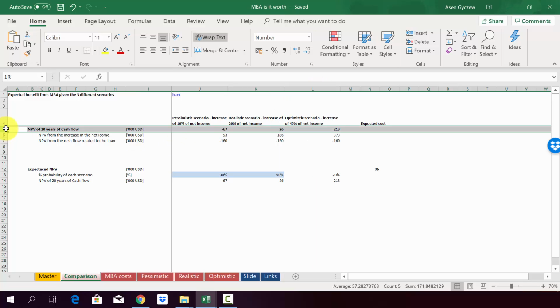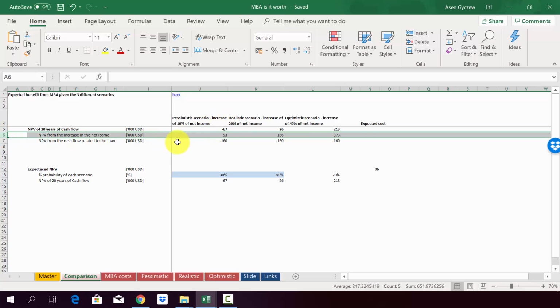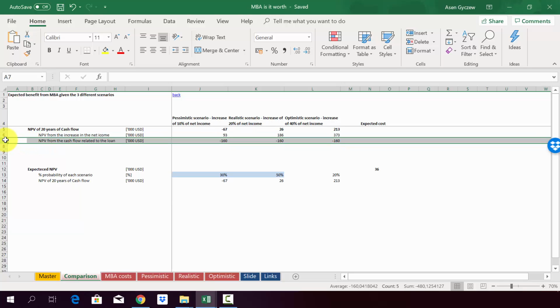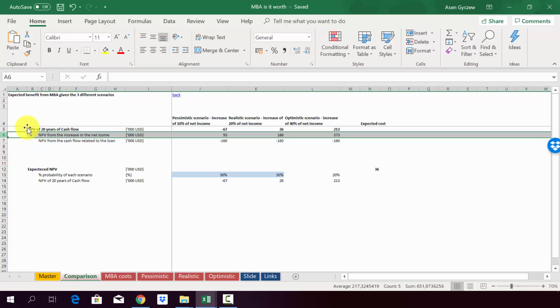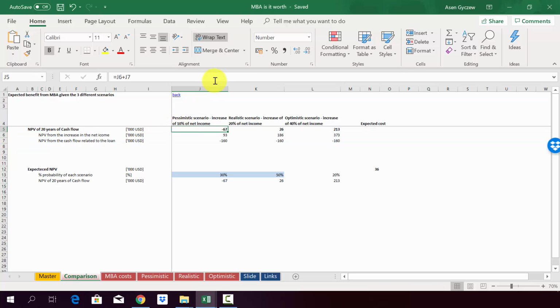As you can see, we have put in row 5 the NPV that we have calculated previously, and below we have the decomposition. So we know what is the contribution on the positive side from having much higher net income. And obviously we have also the negative contribution, so the loan we have to pay plus the interest rate. The interest rate and loan are the same for each and every scenario, so it's 160,000 in each and every scenario, and the only difference is obviously in the increase of the net income. So again, just to reiterate, for the pessimistic scenario, we would be generating negative cash flow in terms of NPV for the next 20 years of 67,000. For the realistic scenario, it's 26, and then for optimistic, it's 213.